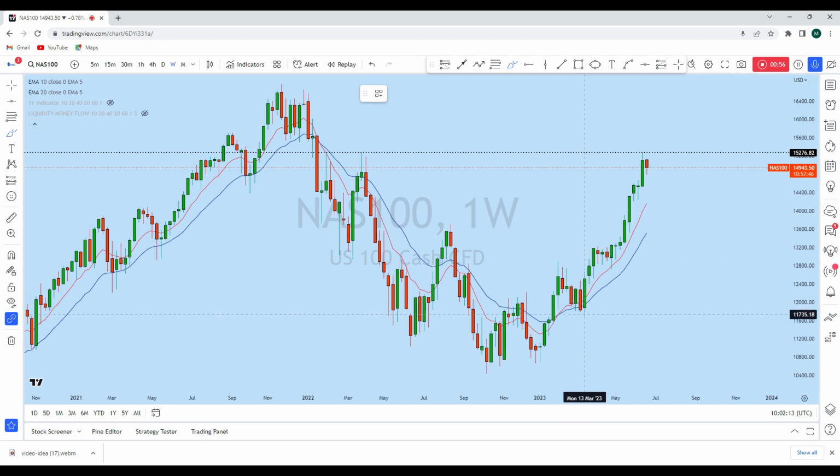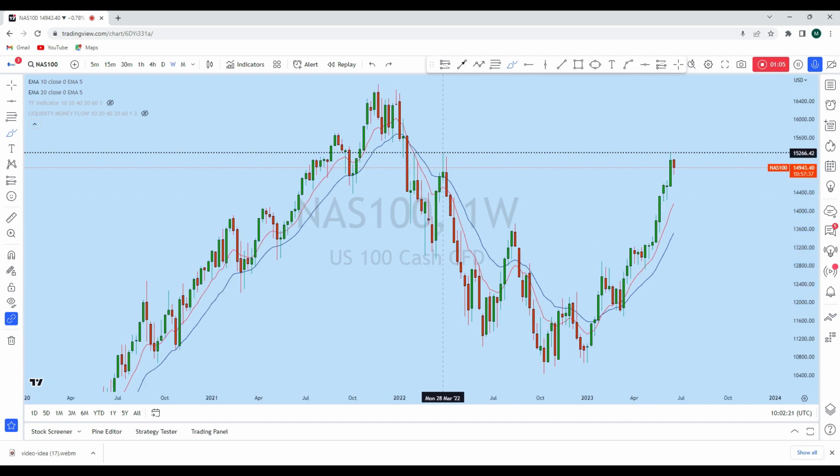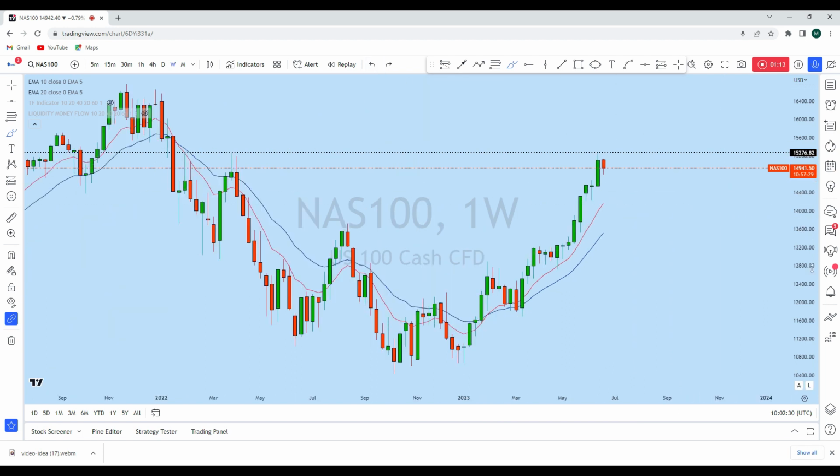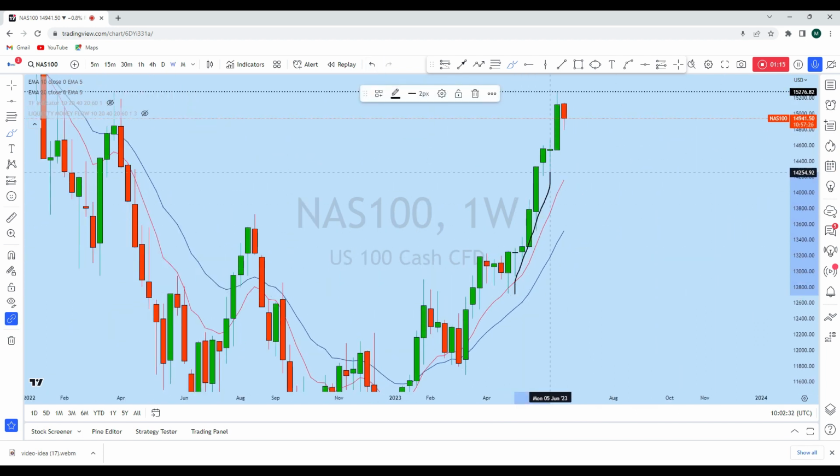As you can see, starting with this impulse, correction, impulse, correction, impulse, we see that Nasdaq has reached this important weekly resistance level where there is the previous swing high, and after triggering that liquidity the price had a rejection. With that rejection, I think this is overextended to the upside. We can expect a pullback in this market.